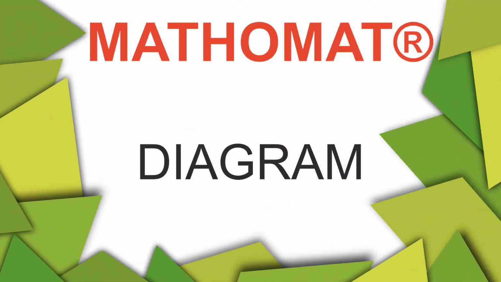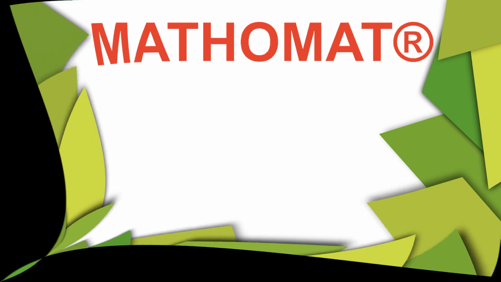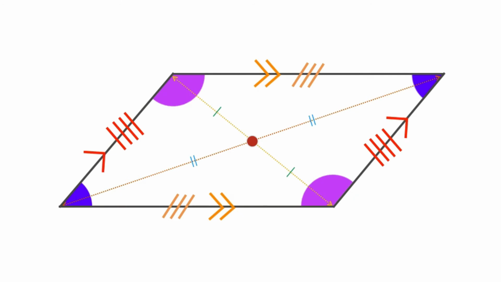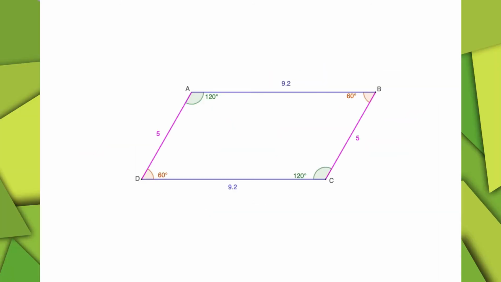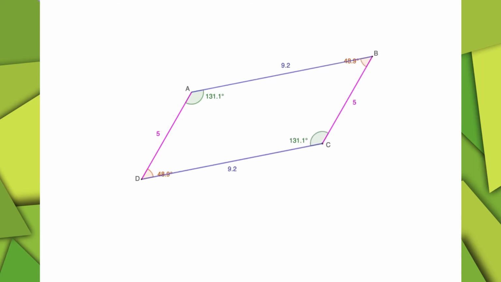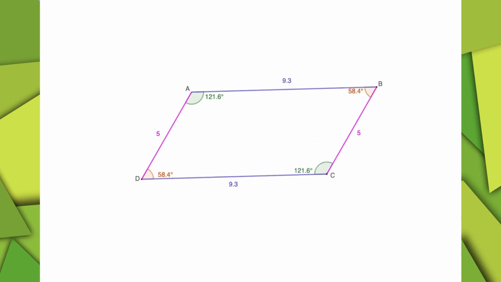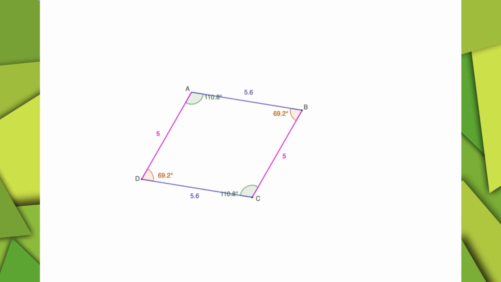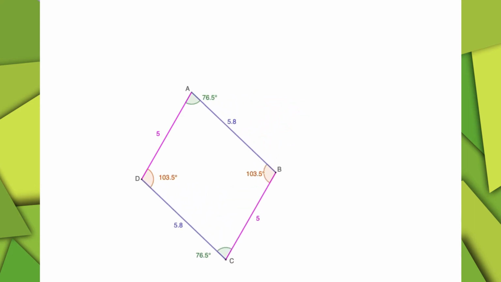Let's have a quick overview of the properties of a parallelogram. All of the properties of my parallelogram stay intact when I move this about. And if the one angle changes, the other one changes accordingly, and the same goes for the sides.